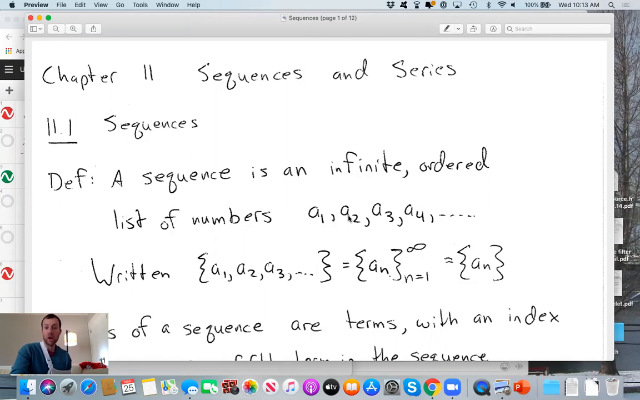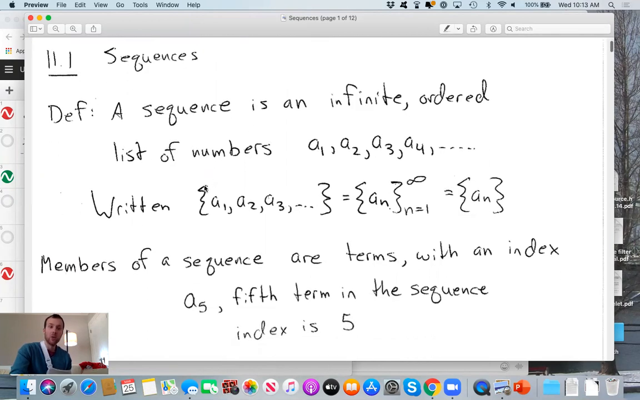Some other ways of writing this are, we might have these curly brackets around them, really indicating that we're thinking of this as an object. A sequence is the whole list.